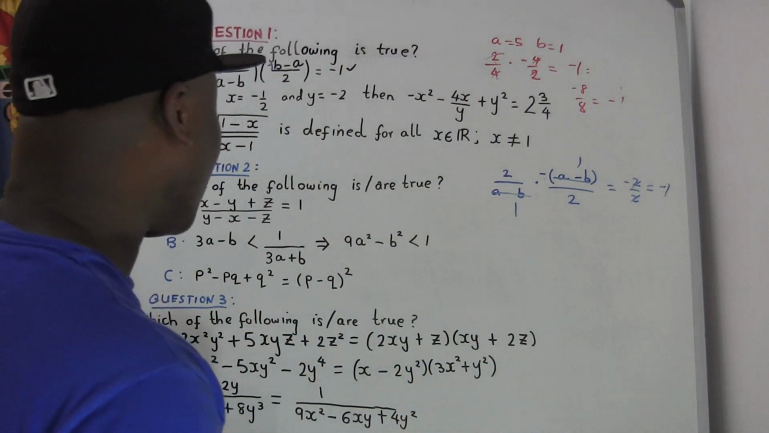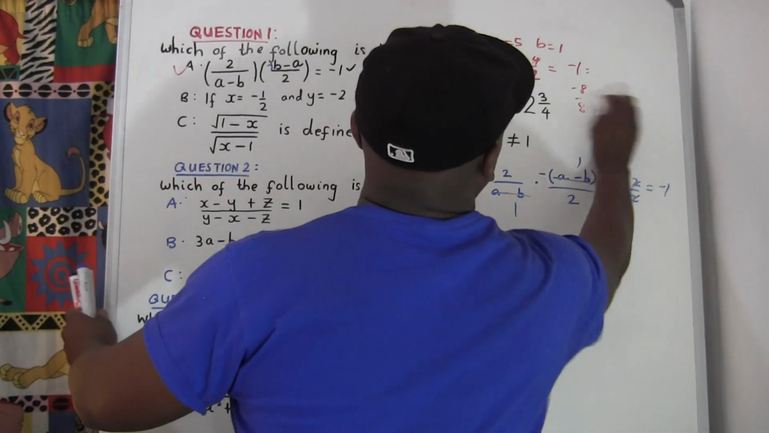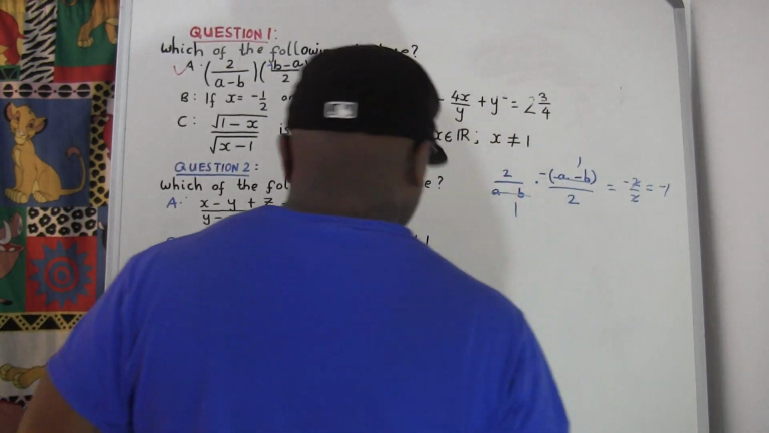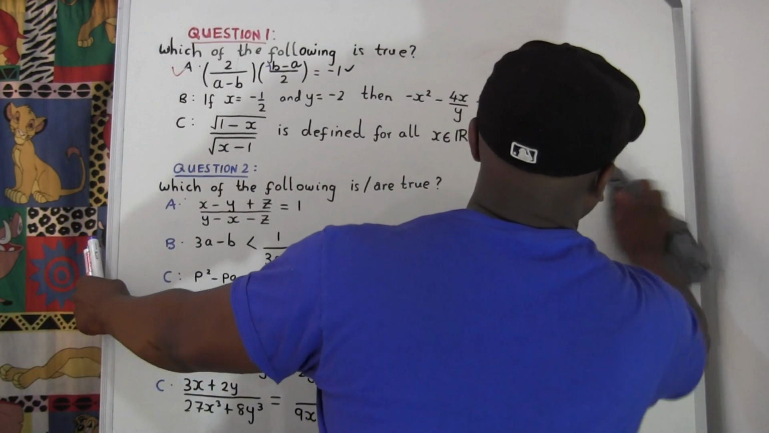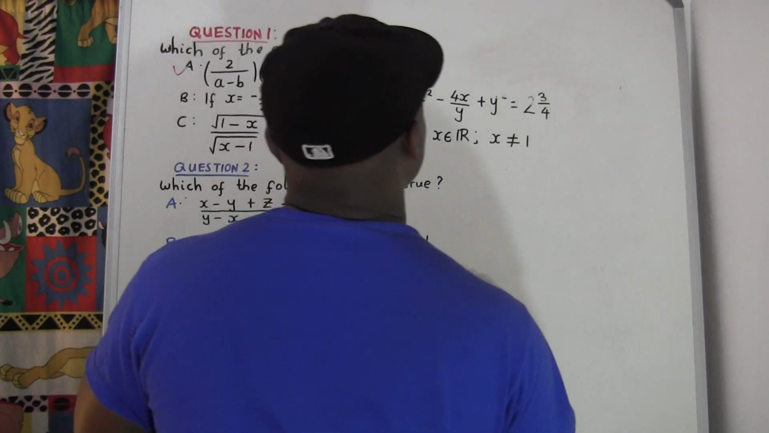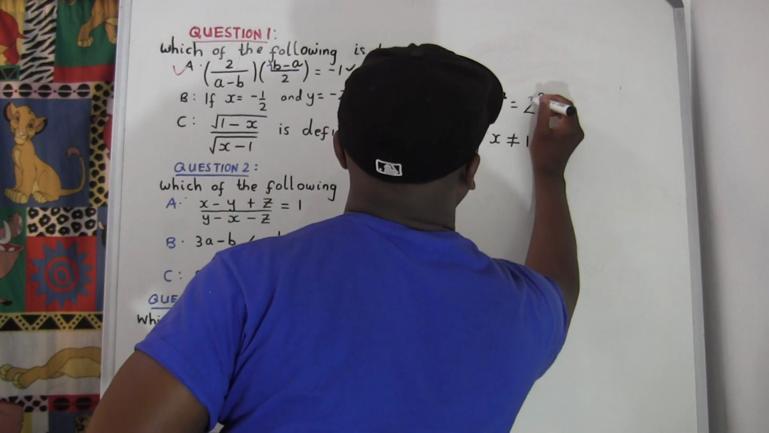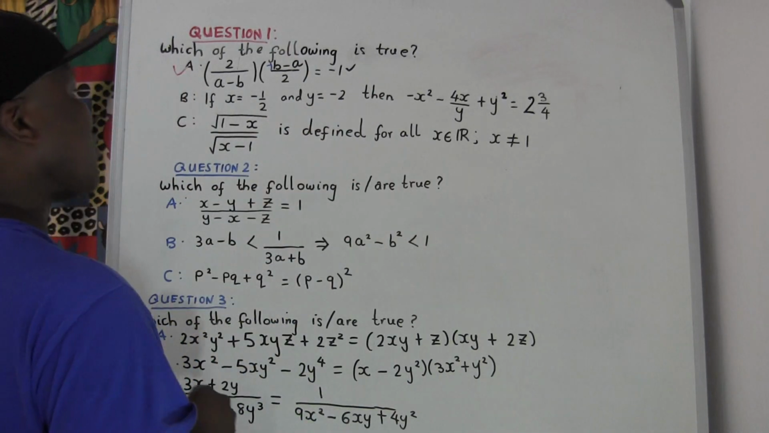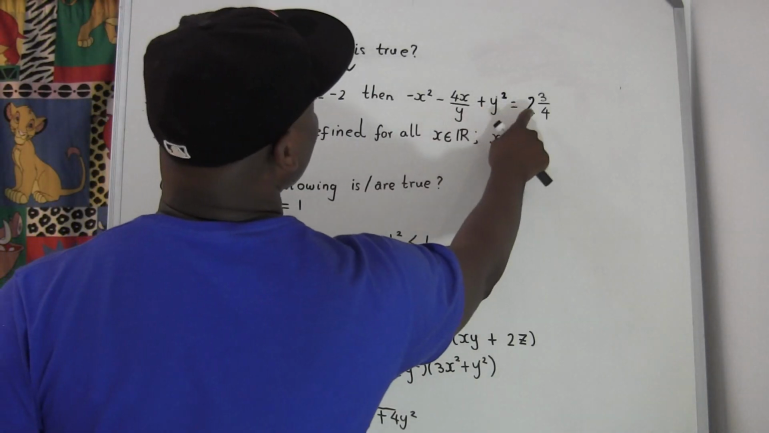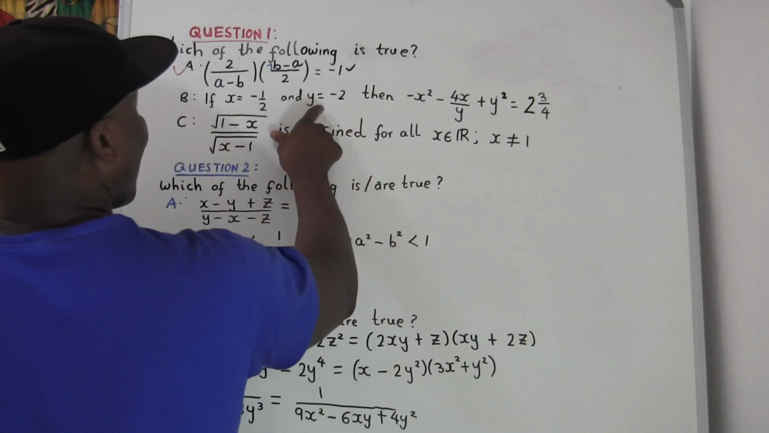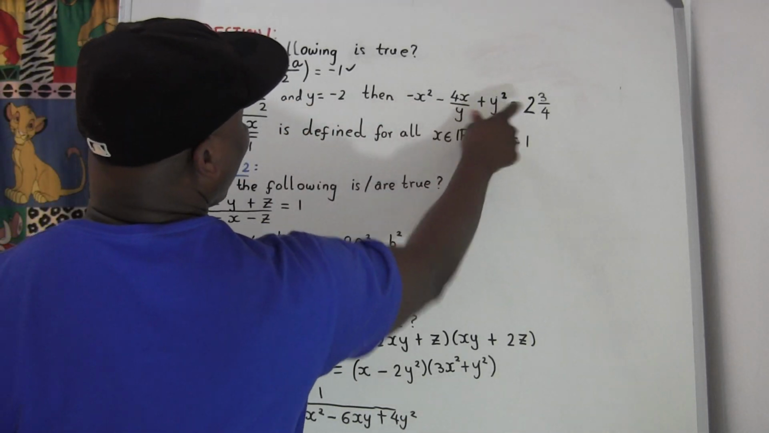Now we go to option 2. Let me make some space. We want to see if it's true or not. Option 2 has a square here. Let's say if x equals a half and y equals negative 2, then this should equal 2, 3 over 2. What that means is, take the value of x and put it in here, take the value of y and put it in here, and then see what happens.